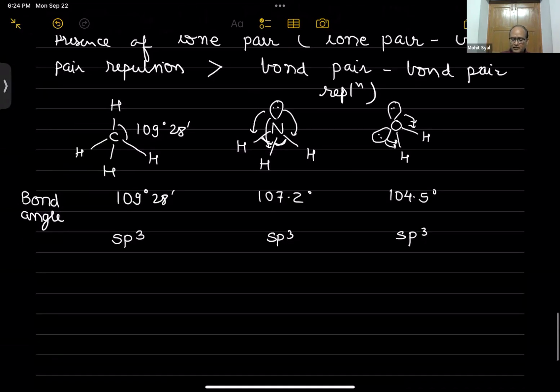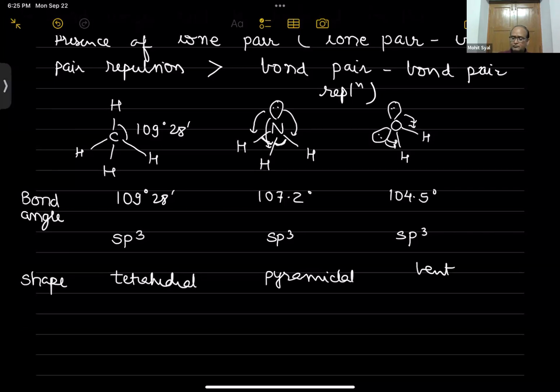The shape is tetrahedral. The shape is pyramidal. And this is bent, V shape. Got it? Is it clear or not?